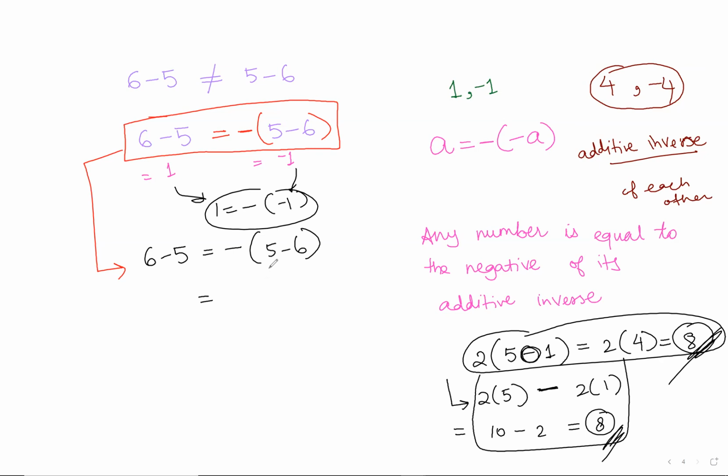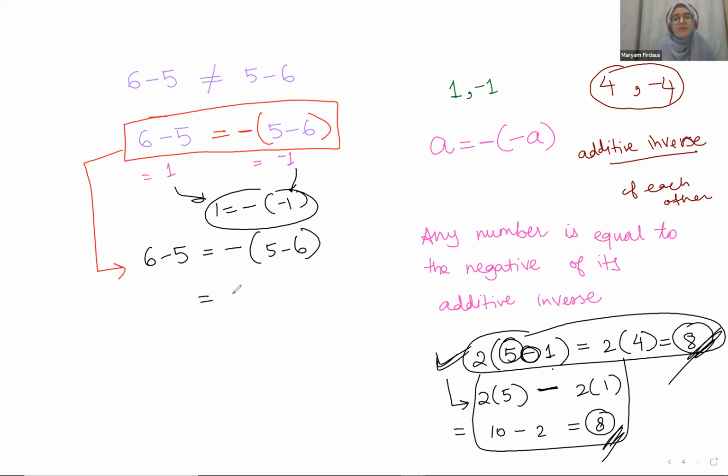5 multiplied by 5. Okay, but what happens when we open this bracket? Just remember what we did here. We did 2 multiplied by 5 minus 1. So what we did was 2 multiplied by 5 minus 2 multiplied by 1.